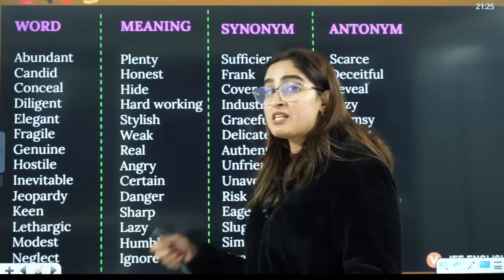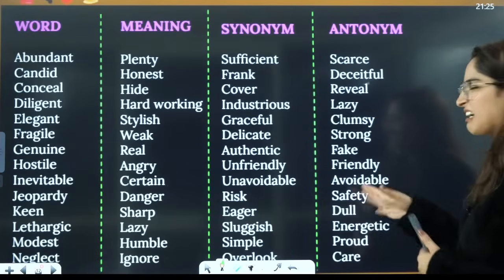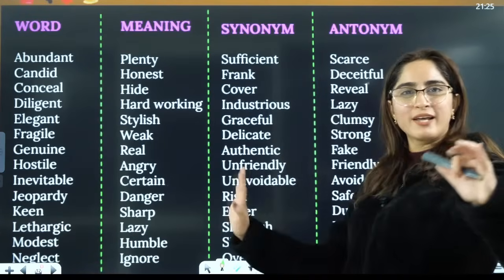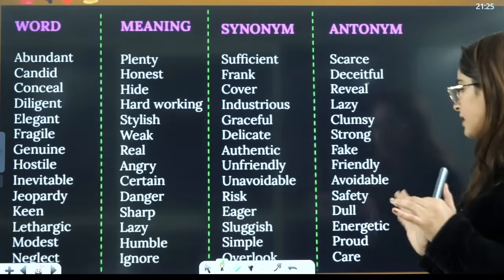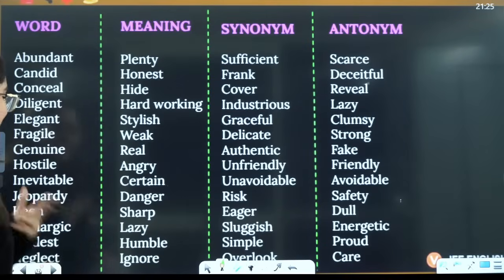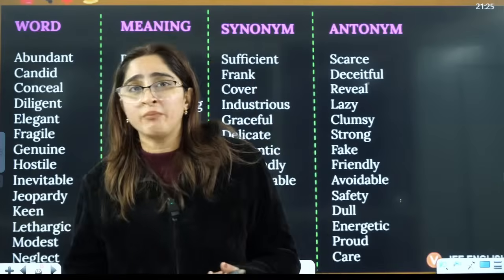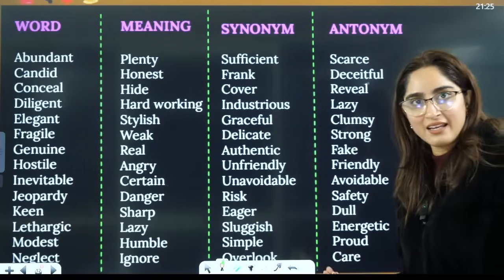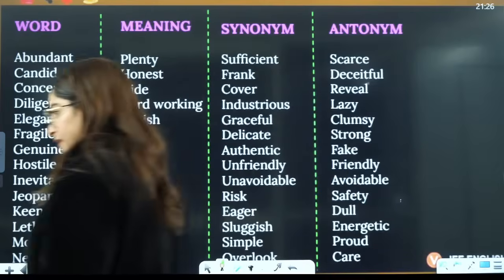So keen means very interested, sharp, eager to know something. Dull is the opposite, I don't want to have this. Modest means humble, a very modest person, a very simple person. And the opposite of that is a proud person. Then you have neglect. He's ignoring me, he's overlooking me, he's overshadowing me. Then the opposite of that is to care, he's giving me importance. So that is the opposite of that.